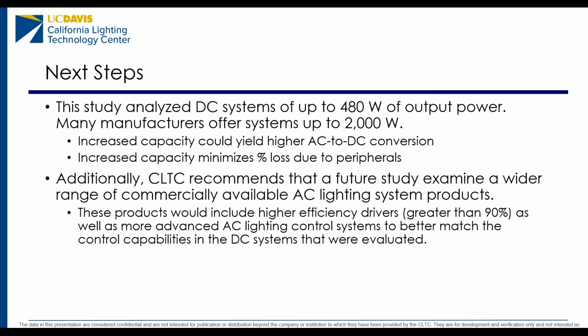And finally, an internet-enabled AC system, for example, would suffer efficiency penalties from peripheral devices such as a router, but it would make it more comparable in terms of control to the DC systems we evaluated. So we should look at AC systems that have better controls capabilities as well.